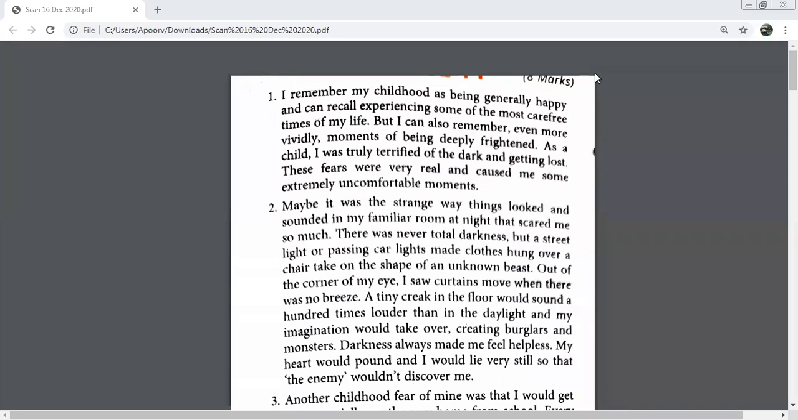Anyone else, or should we see the solutions now? Yes, please, Devansh. Ma'am, the subheadings are: there was never total darkness. Second point, out of the corner of my eye saw a curtain move when there was no breeze. Third... Such big sentences. Make it short. Okay, ma'am. We cannot have entire sentences, Peter. Short phrases kind of thing. It shouldn't be a sentence. Anshi, beta, you also speak. Then we'll see the solutions.